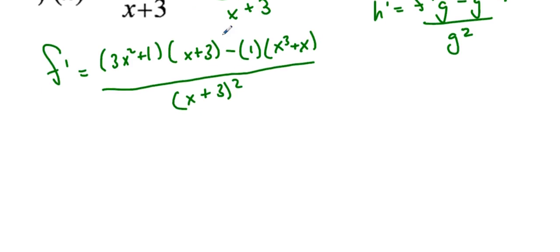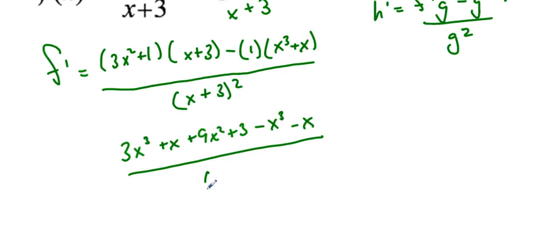I'm just going to simplify this a little bit because I can. All right, this is two binomials, so it shouldn't be that difficult. We're going to have 3x to the third, plus x, plus 9x squared, plus 3. I'm going to distribute this negative through: negative x cubed minus x, and the bottom I'll just leave the way it is because I don't think we really want to do anything with that one right now.